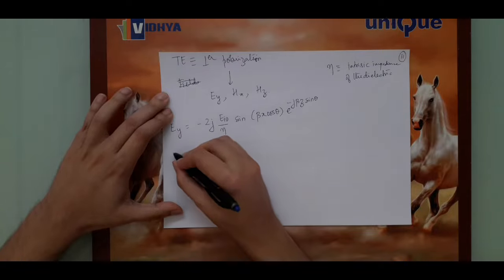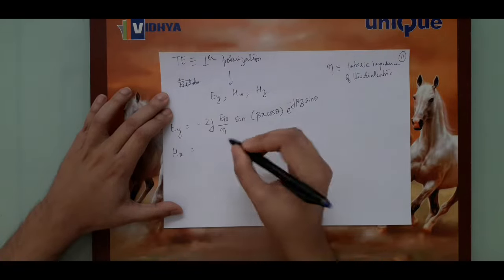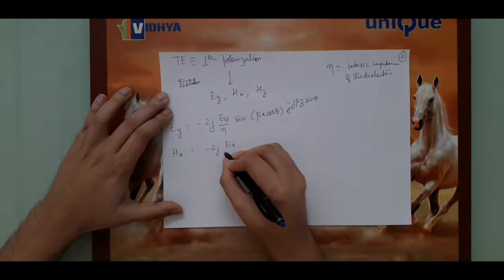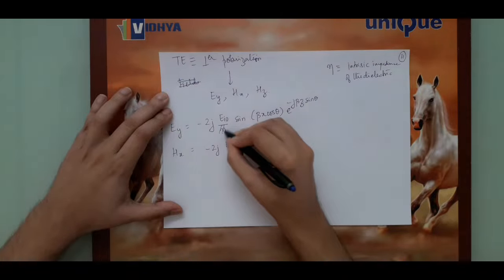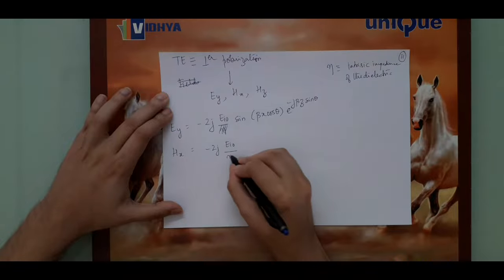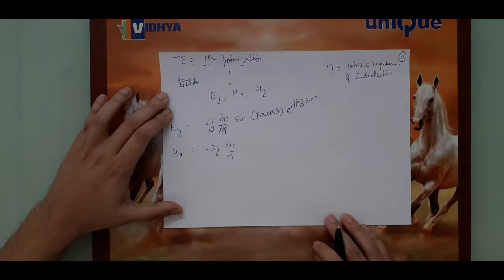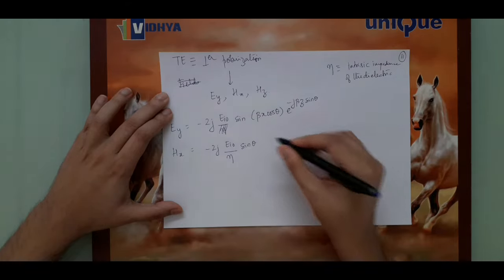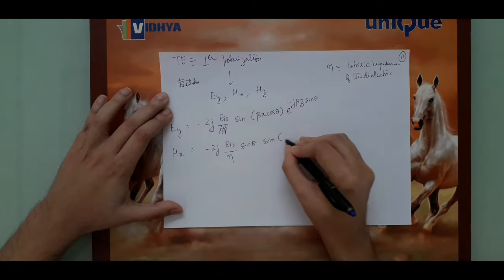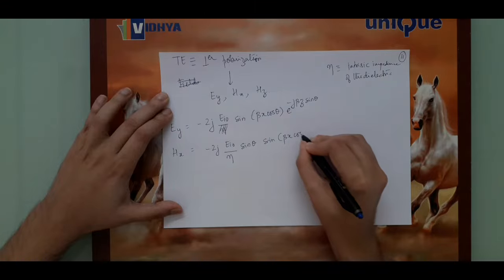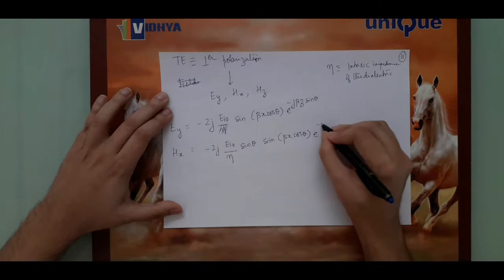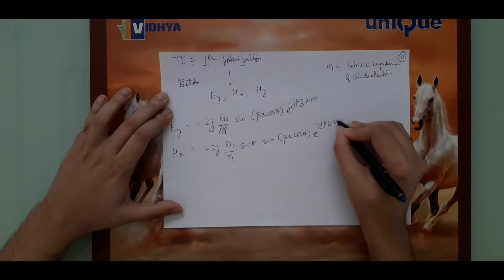So Hx is minus 2j Ei0. Oops, sorry, there will be no eta over here. The eta will come over here. Sine theta sine of beta x cos theta e raised to minus j beta z sine theta.